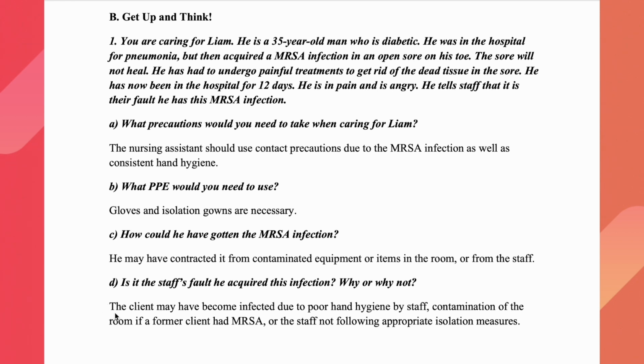As you see here, it says the client may have become infected due to poor hand hygiene by the staff, contamination of the room from a former client who had MRSA, or the staff not following appropriate isolation measures. So I, as the instructor, may come in inappropriately clothed for isolation measures, or I may have engaged in some type of cross-contamination when caring for the patient, or I could even show myself not cleaning the room properly between patients so that the visual student can get an understanding of how cross-contamination or this infection could have occurred.